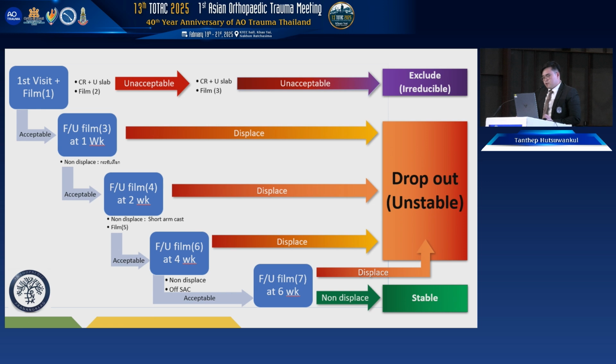This is a flowchart depicting the patient flow and follow-up process in our study. Unacceptable initial results, such as a non-reducible fracture, caused exclusion. Patients with instability dropped out during weekly follow-up, and the stable cases completed the study timeline within 6 weeks of follow-up.